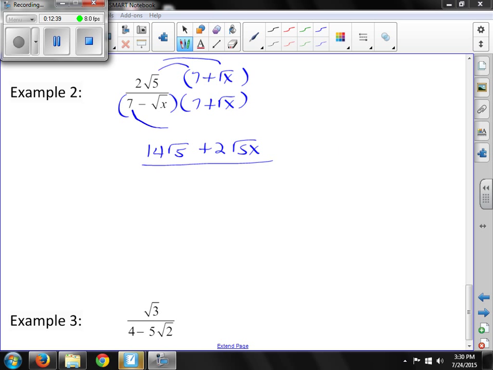The first here would be 7 times 7, which would be 49. The outside and the inside are going to drop out, so I can do the last now. Negative times a positive is a negative, and the square root of x times the square root of x gives me the square root of x squared, which is just x. This one will not reduce.